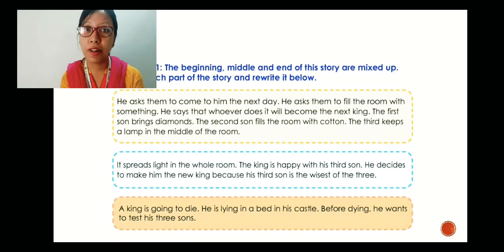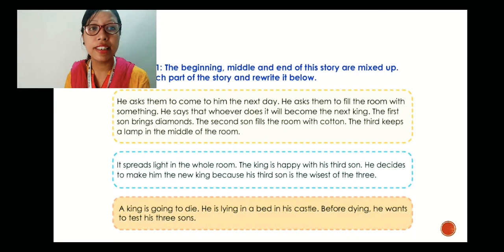So the first box says, he asked them to come to him the next day. He asked them to fill the room with something. He says that whoever does it will become the next king. The first son brings diamonds. The second son fills the room with cotton. The third keeps a lamp in the middle of the room.